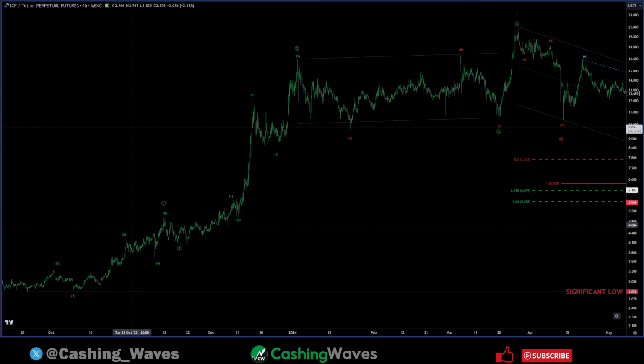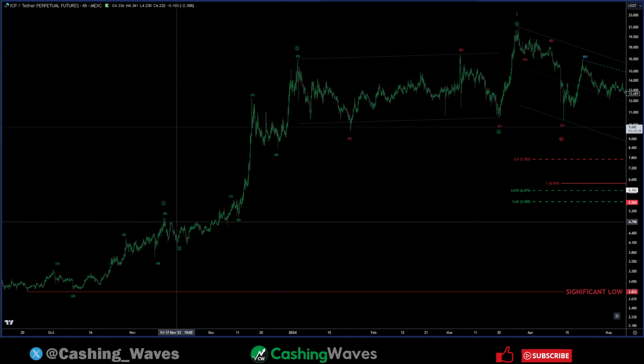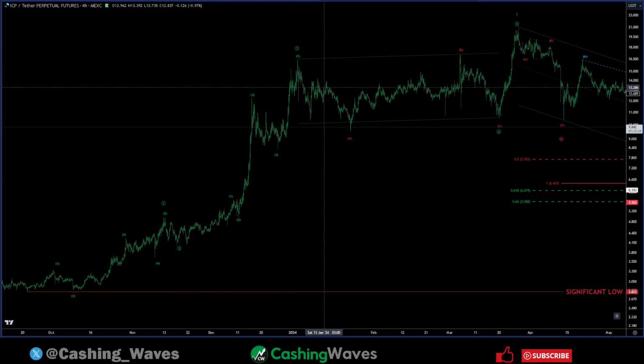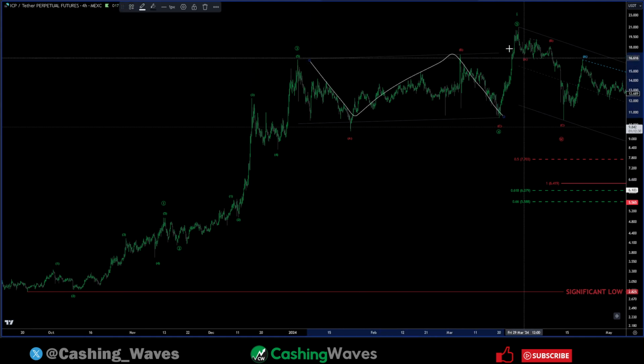I'm going to be focusing on the smaller time frames, but just a quick recap. Off our significant low, we had a 5-wave move to the upside. As per guidelines, we had 5 waves in our third, which was the strongest wave. And our fourth wave was a flat correction. This is called a running flat.